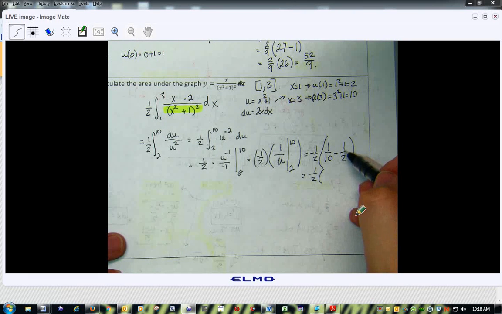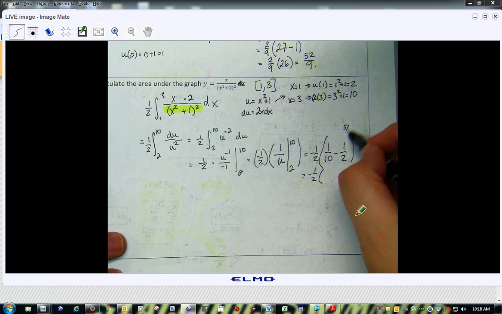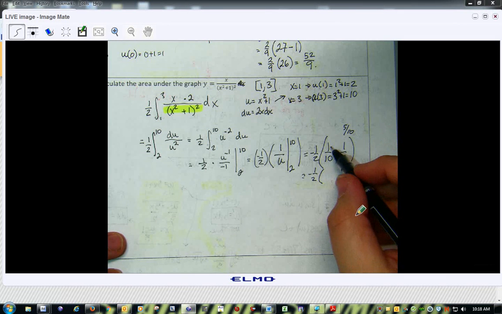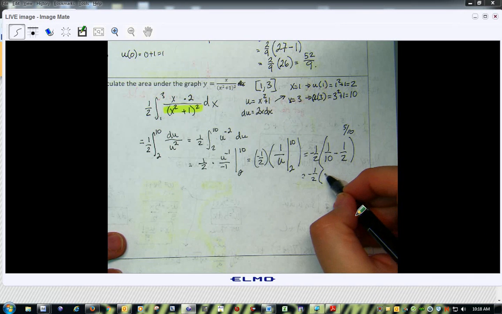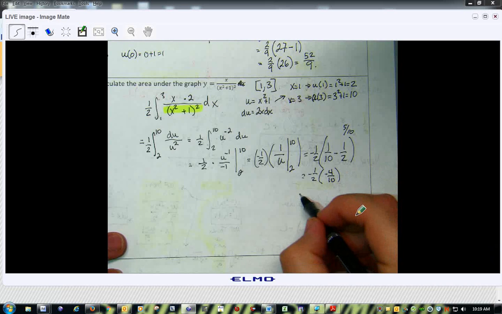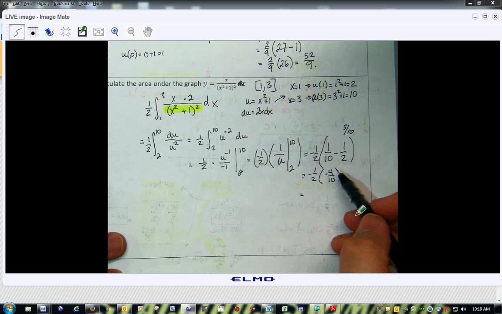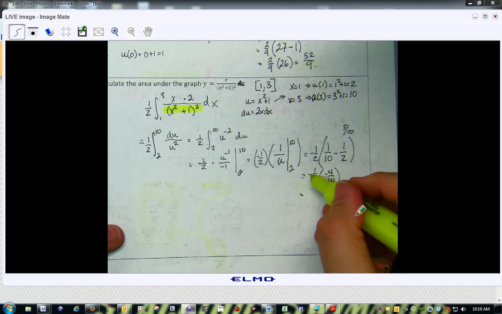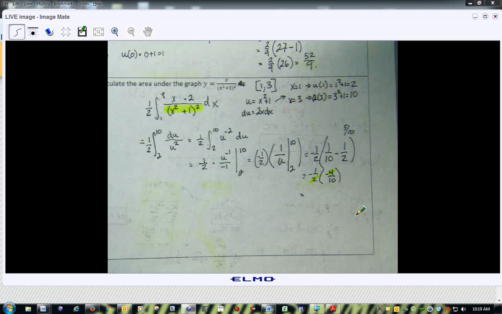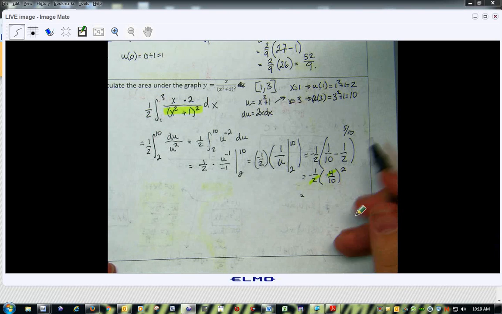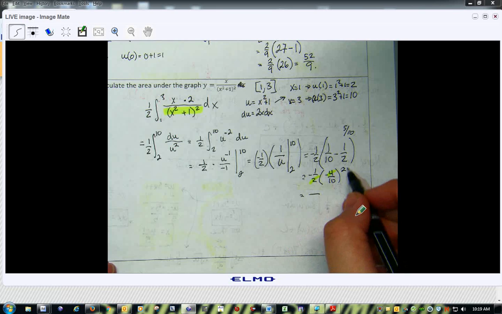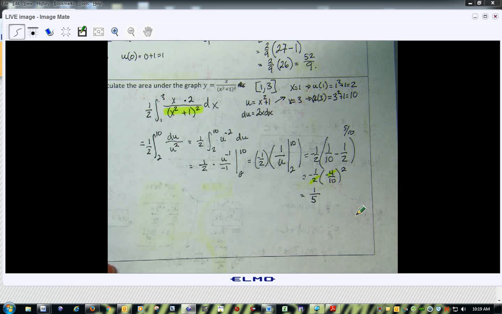Now, 1/2, if I made that into tenths, wouldn't that be 5/10? So what's 1/10 minus 5/10? Negative 4/10. All right, negative and negative is a positive, correct? 2 goes into 4 how many times? All right, so divide those out. I got a 2. 2 goes into 10 how many times? 5. And so I get 1/5. So I got my answer from there.